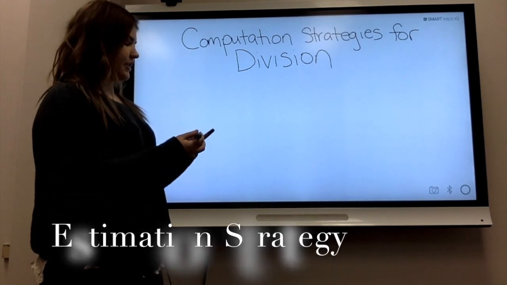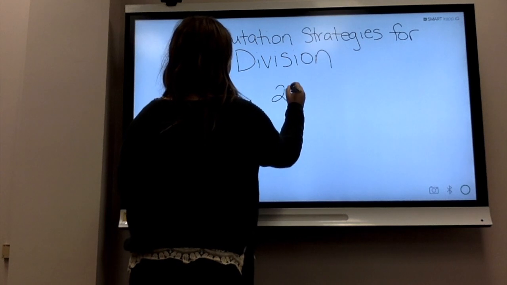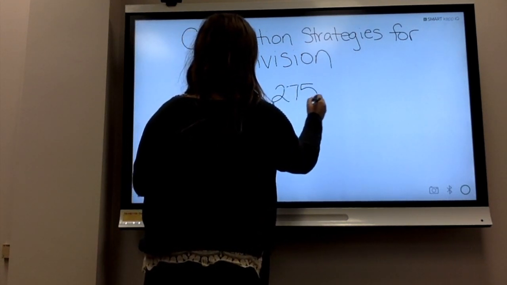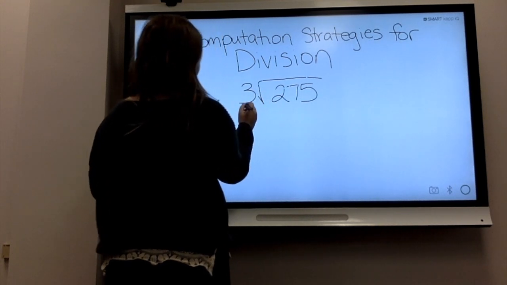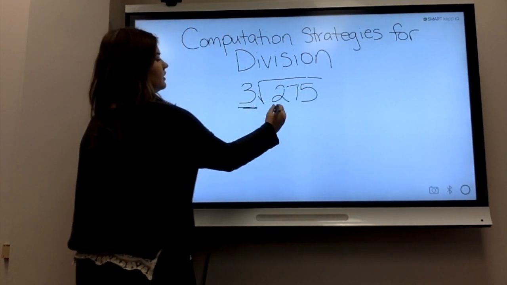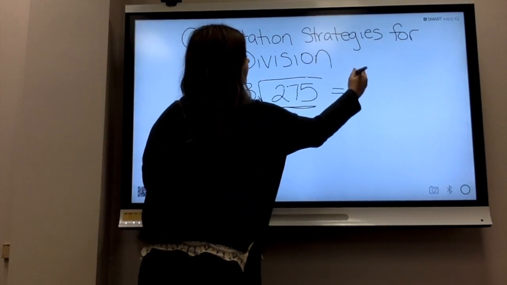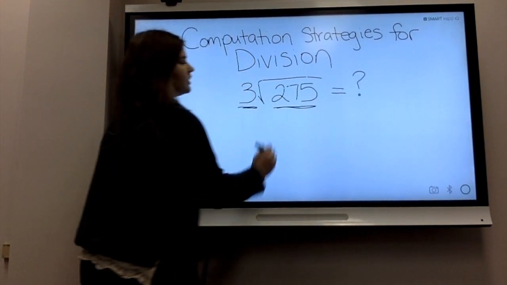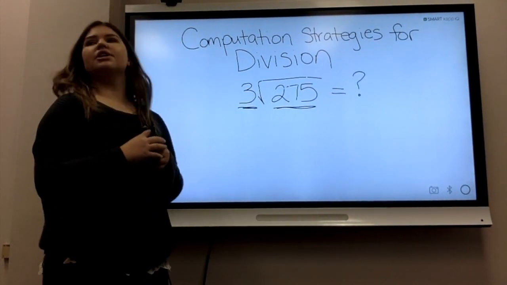Doing computing strategies for division. Our question is 275 divided by 3. 3 is our divisor, 275 is our dividend, and we are looking for our quotient. So for estimation, does anyone have an estimate for what the solution could be?